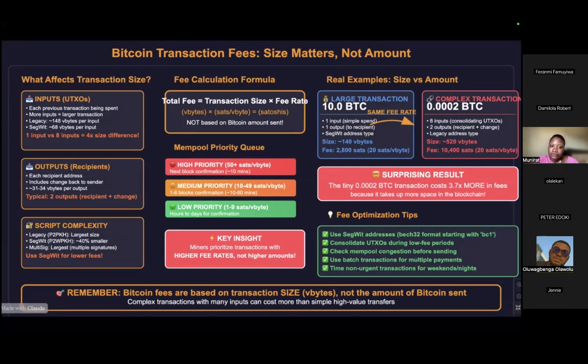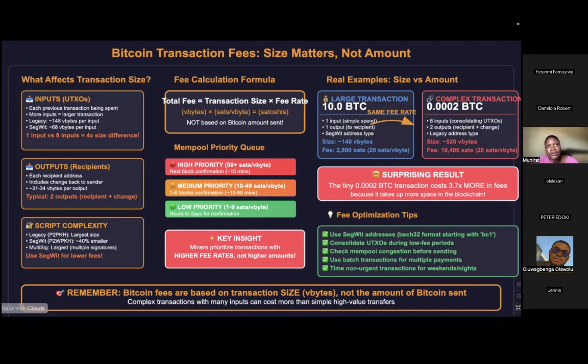And your transaction fee is calculated as your size times the fee rate. Then you have to look at the mempool also. Sometimes there might be congestion in the mempool. Maybe there are a lot of unconfirmed transactions, and then miners, they are humans, they'll mostly pick those with higher fees, which makes sense.